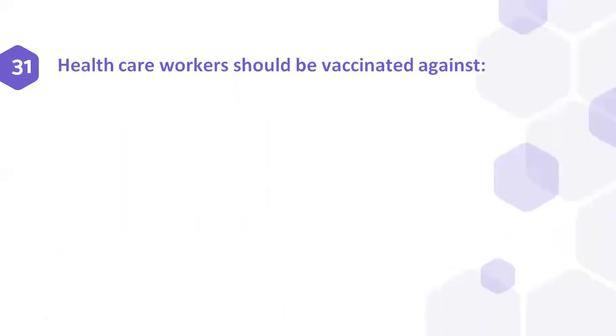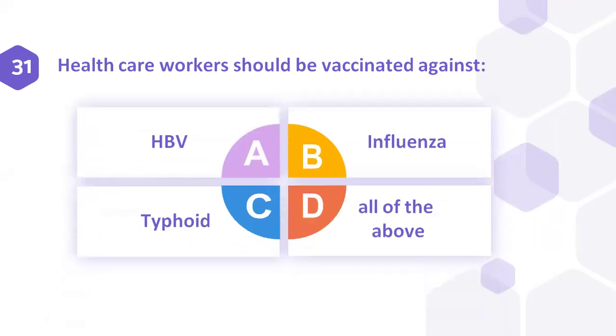Next question, healthcare workers should be vaccinated against. So all the healthcare workers must be vaccinated against. Option A, HBV, that is hepatitis B virus. Option B, influenza. Option C, typhoid. And option D, all of the above. So here the right answer is all of the above. For all the healthcare workers, vaccines like hepatitis B vaccine, influenza, and typhoid vaccine should be given.